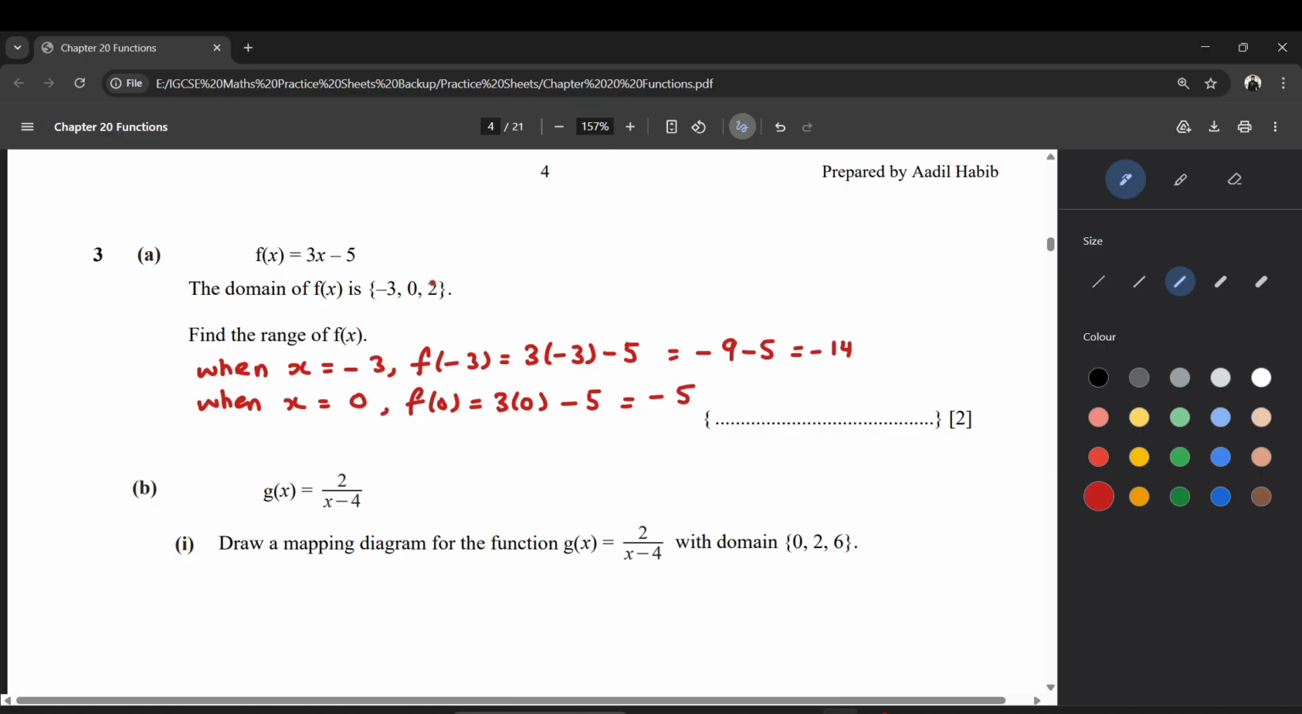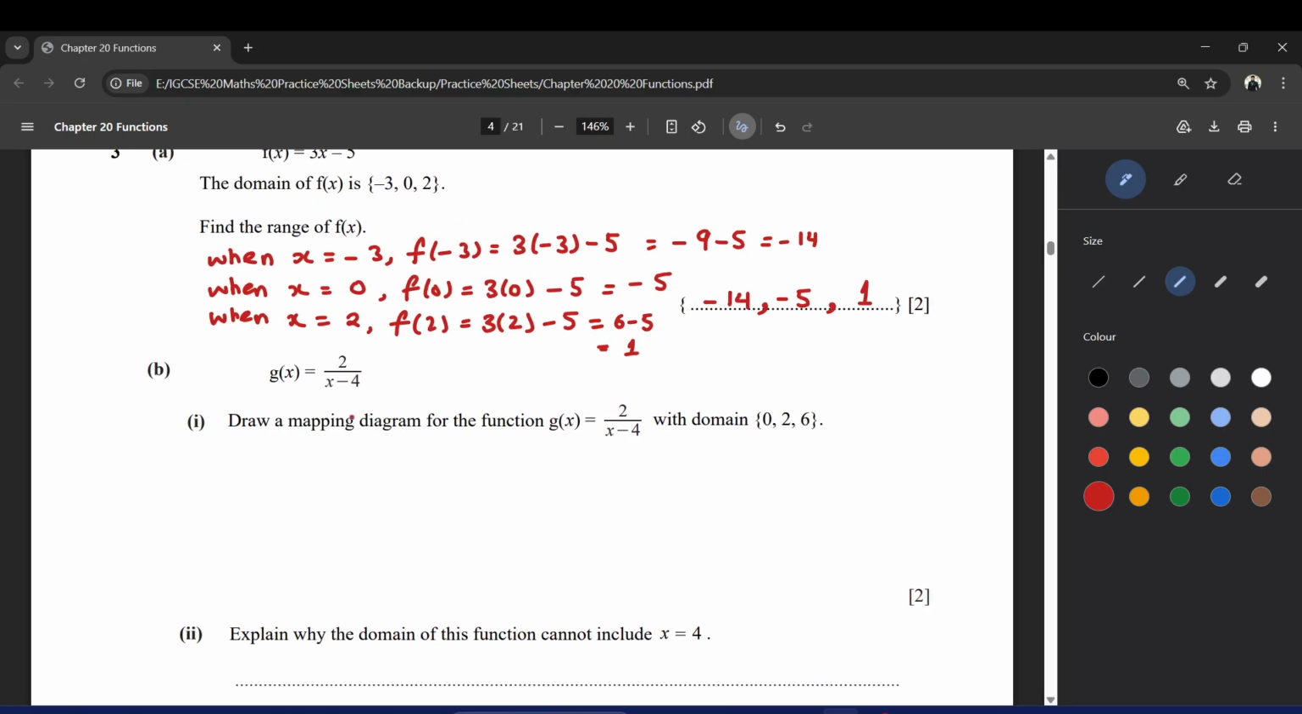Then the last domain value is 2. So when x is equal to 2, f of 2 will be 3 times 2 minus 5. So that would be 6 minus 5, which is equal to 1. So therefore, how am I going to write this down? They have already given you the curly brackets. All you have to do is write the values that you got. So minus 14, then we got minus 5, and then we got 1.